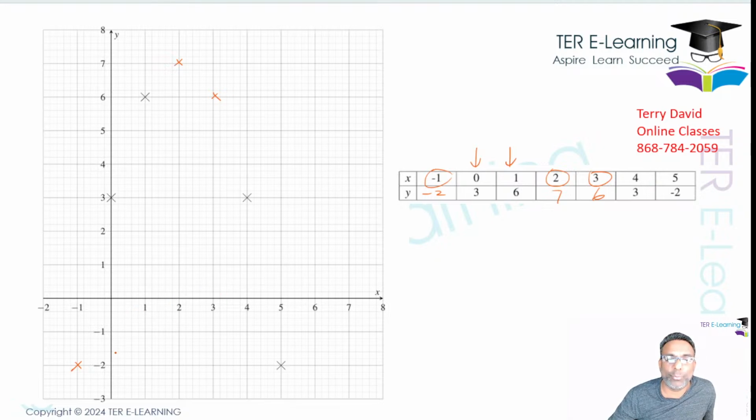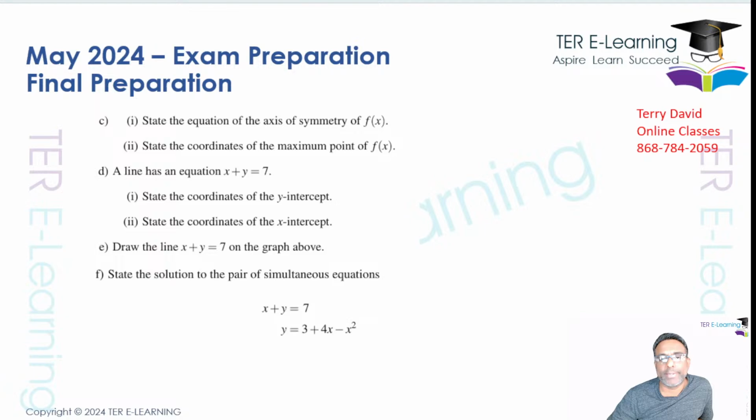So basically we have a quadratic. So we're going to try our best to draw a smooth curve through the points. So as you can see, this quadratic here has a maximum point. Right, so this is your quadratic here. That's your quadratic. Next part of the question.